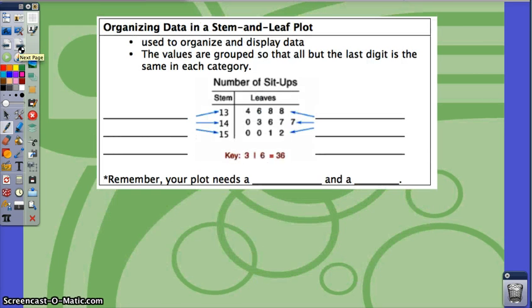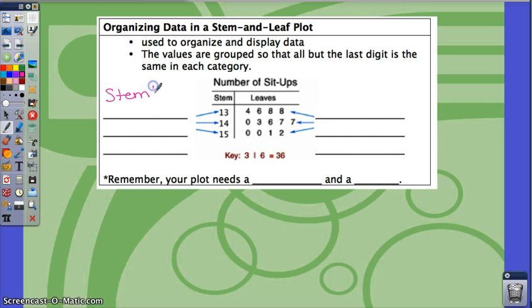Once we have a table, a stem and leaf plot is really like a table for numbers. It's just a little bit different, okay? It is another way to organize and display data. And the difference is that the values are really grouped so that all but the last digit is the same in each category. So you're going to have a part that's called the stem.